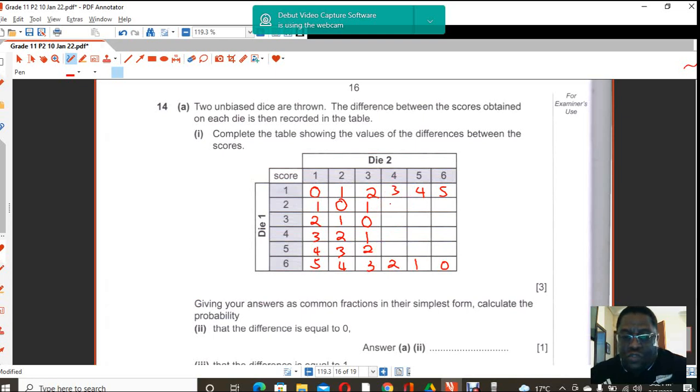4 minus 2 is 2, 3, 4. 5, 4, 3, 2, 1. 4, 3, 2, 1, 0. Are you with me? All right, so that is 5 minus 4. 5 minus 4 is 1.